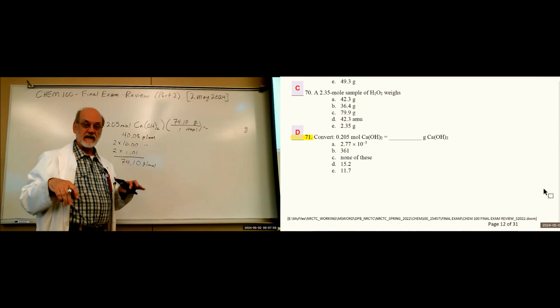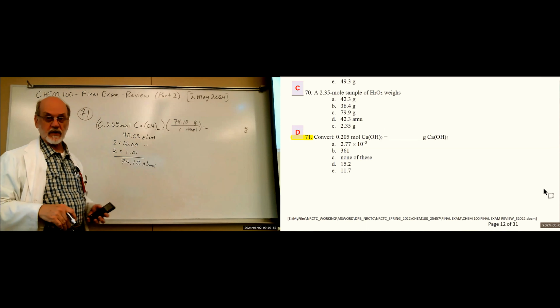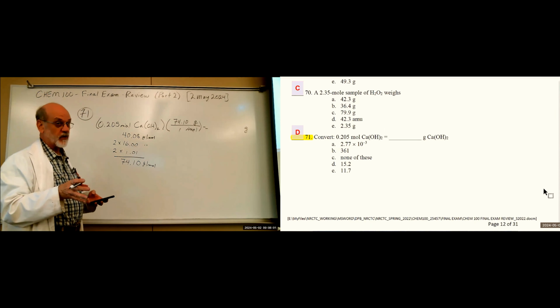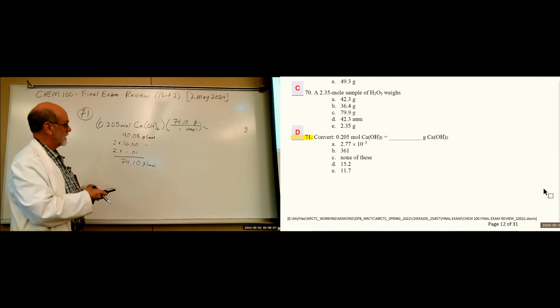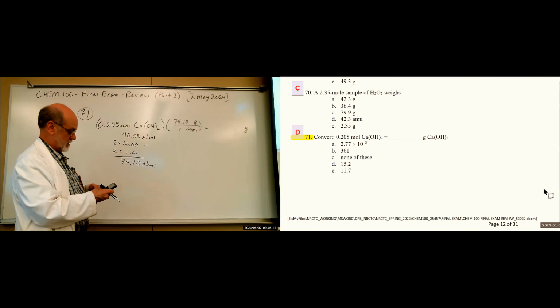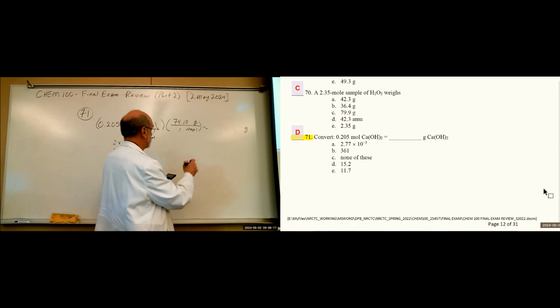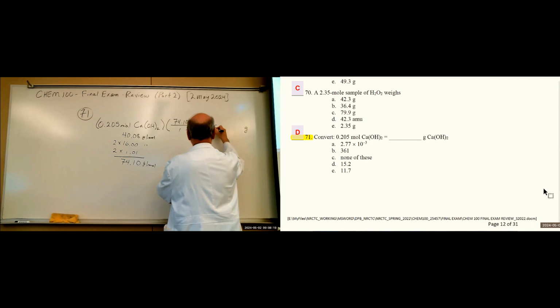So, like I always say, that's the thinking part. The rest is number crunching. And you still have to know how to crunch your numbers, right? Learn how to use your calculator. 0.205 times 74.10, which is, my calculator tells me, 15.1905.